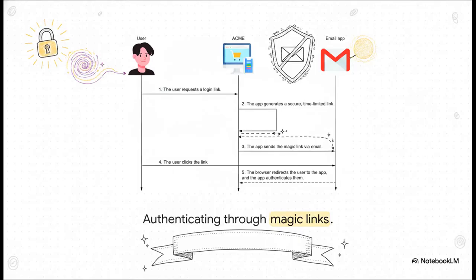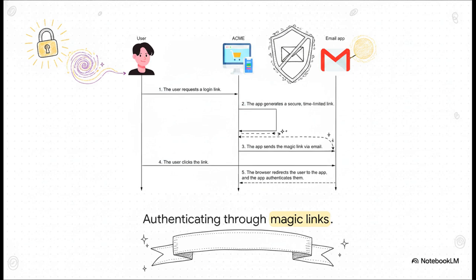Now, as we look at this architectural flow, there is a massive security pitfall here that backend developers absolutely have to avoid during step 1. When the user requests that link, it is absolutely critical that your system does not reveal whether the email actually exists in your database. If you tell the user email not found, you are basically opening the door for attackers to perform what is known as an email enumeration attack.